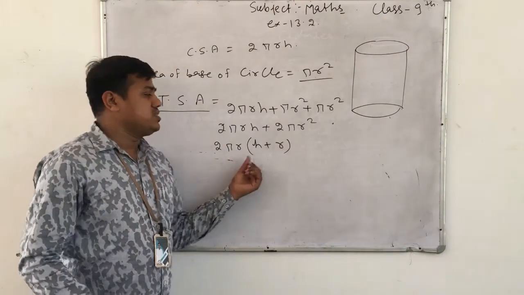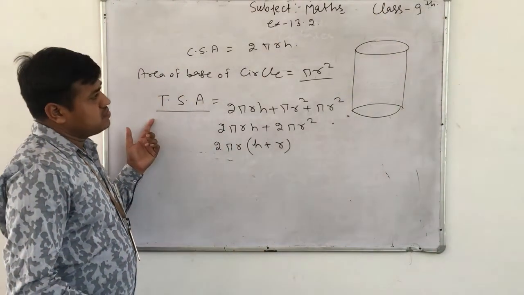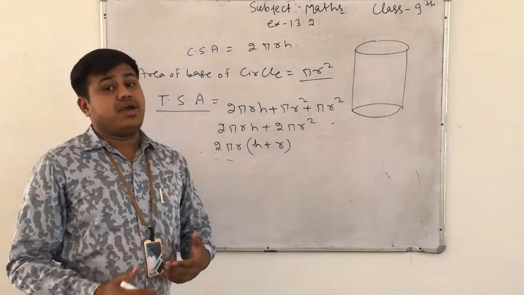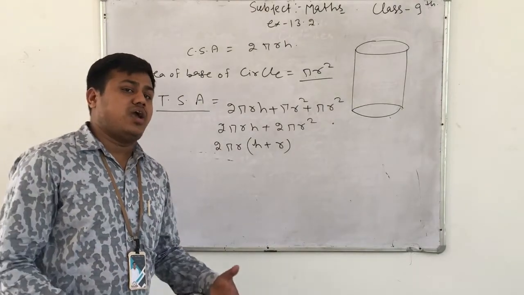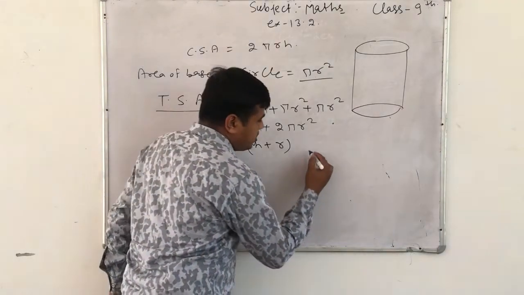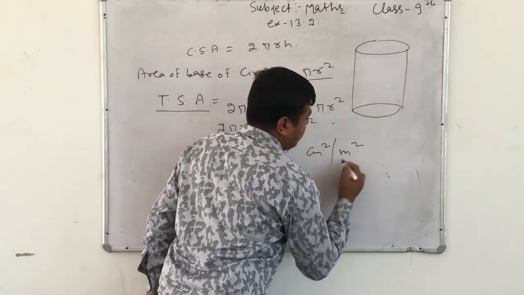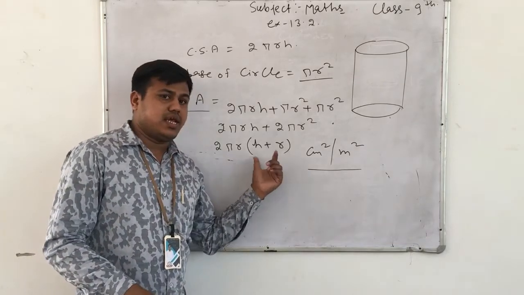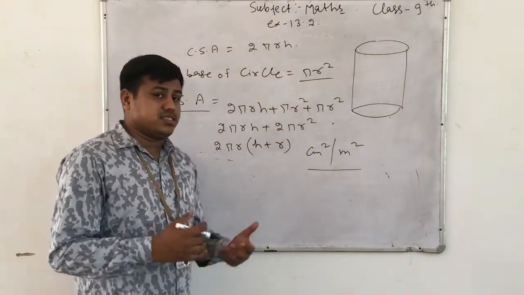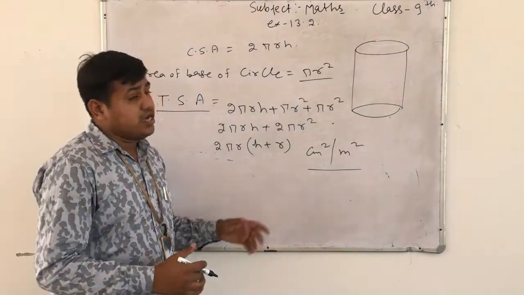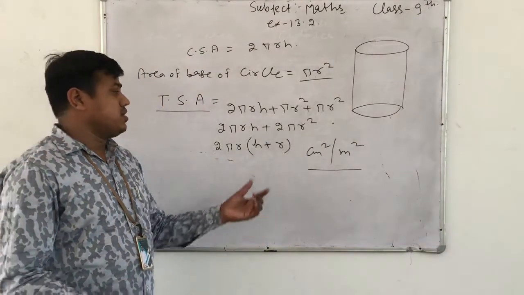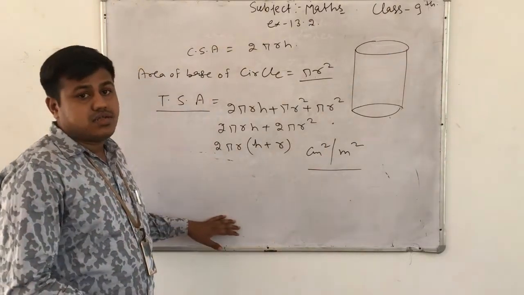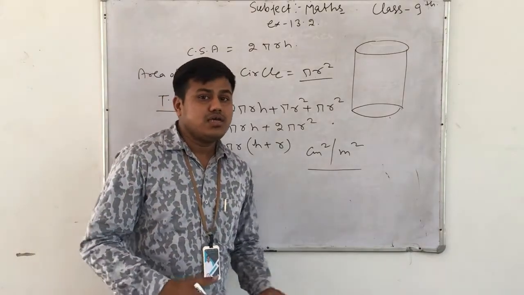So the total surface area of a cylinder is 2 pi r (h plus r). And whenever we find the area of any object, the units to measure the area are centimeter square and meter square. And we will put the radius and height in the same unit. If the radius is in centimeters, then it is necessary that the height is also put in centimeters. If it is meters, then both values are put in the same unit, so we can write centimeter square or meter square in the final answer.